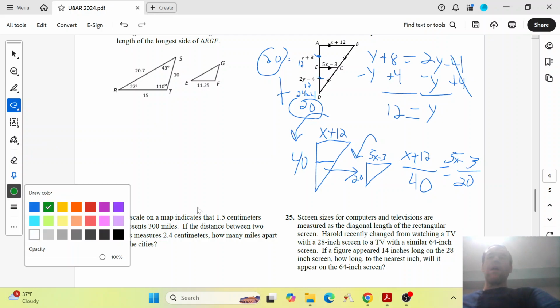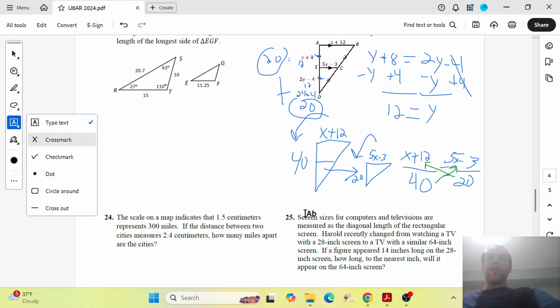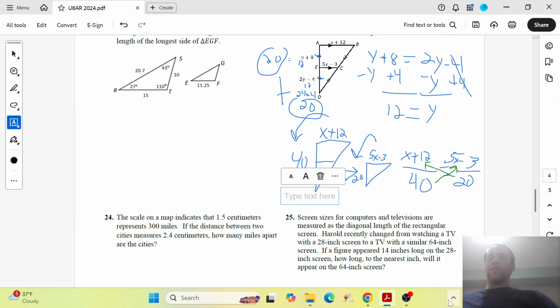Do you remember how to cross multiply? So 20 times x plus 12 and 40 times 5x minus 3. I'll go ahead and type that right here just so you can see what we're doing next. So 20 times x plus 12 equals 40 times 5x minus 3, right? Does that make sense? And then we're just going to solve for x.